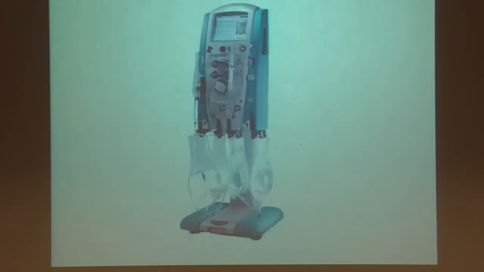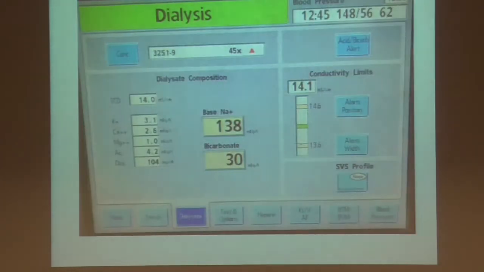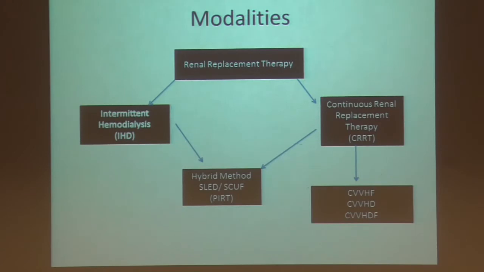This is the Gambro machine. This was owned by Baxter, now DaVita, the other company. I love watching corporate America. They just buy each other out. But this machine can run hemofiltration, hemodialysis, and hemodiafiltration. So anytime you see these three methods of clearance, those are different types of machines.